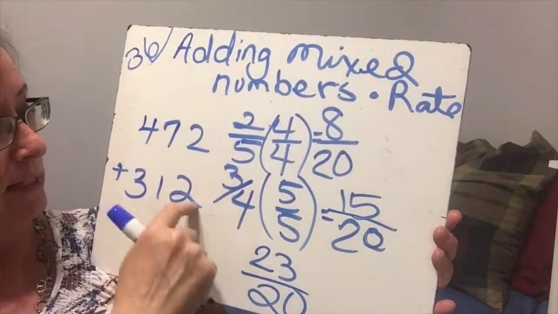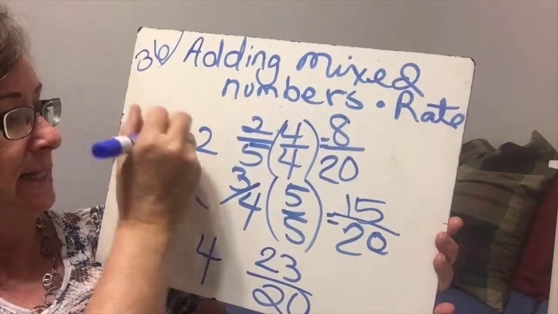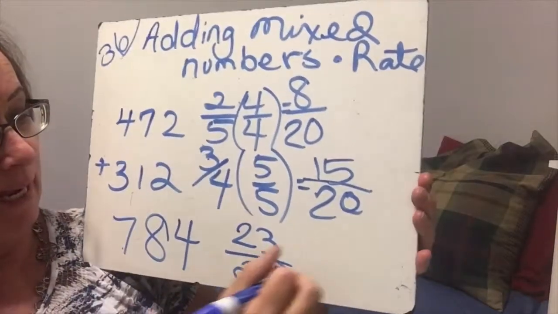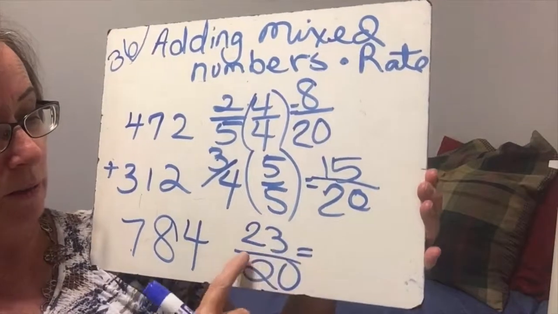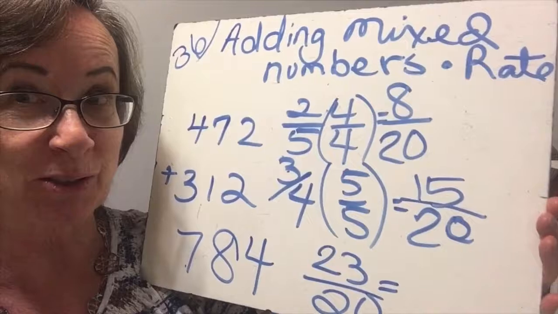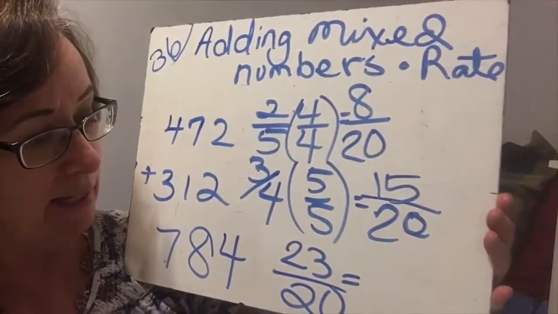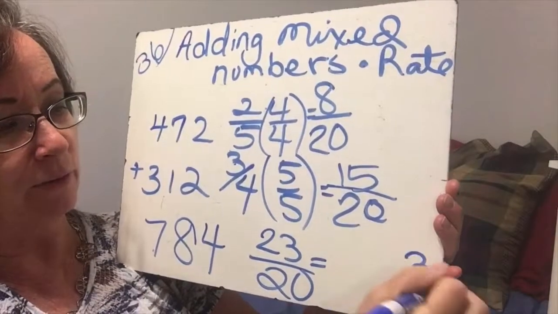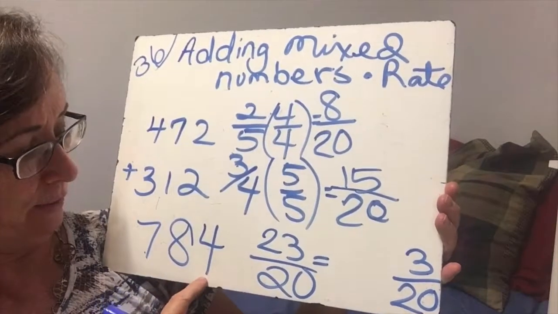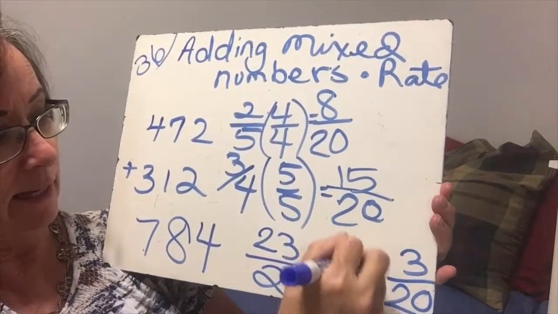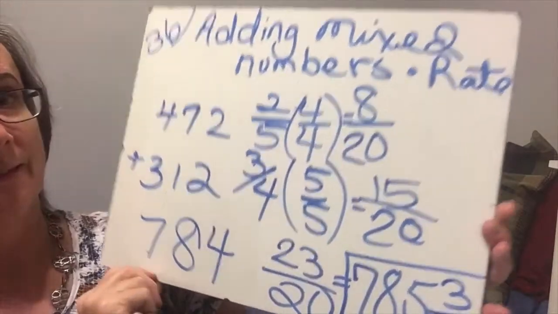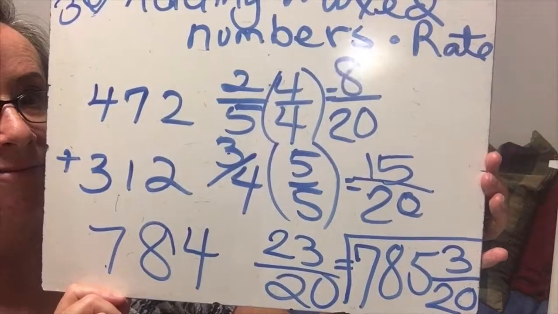So let's do this. 2 plus 2 is 4. 7 plus 1 is 8. 4 plus 3 is 7. And now we're going to take 1 away, which means we can take away 20 over 20 because 20 over 20 is 1. And we're left with 3 over 20. And we add the extra 1 over here, and we get 785. Done deal. And very, very fast.